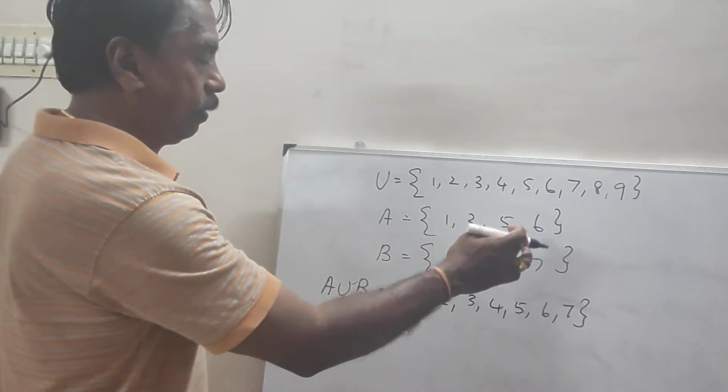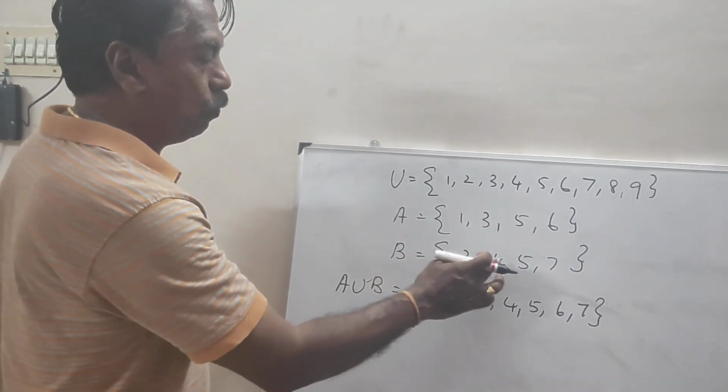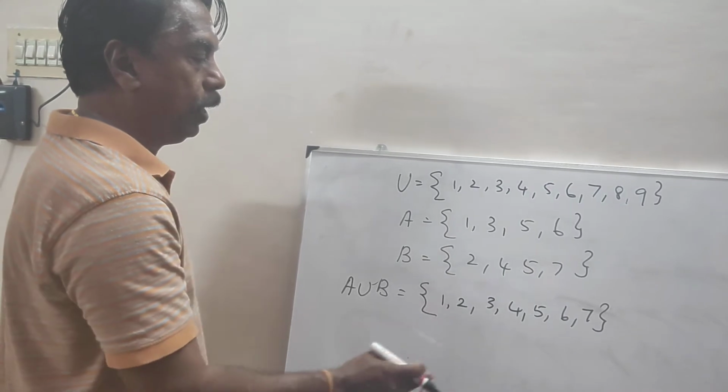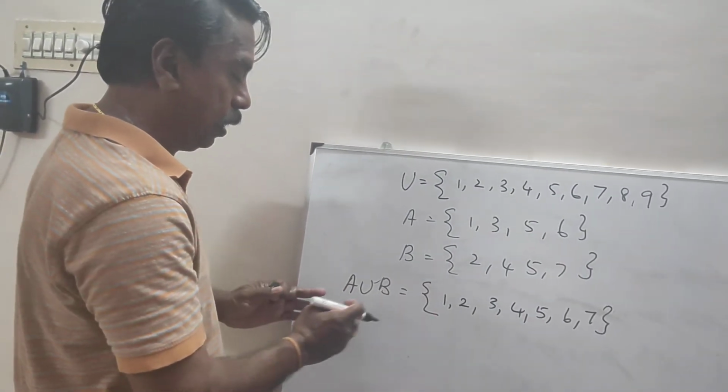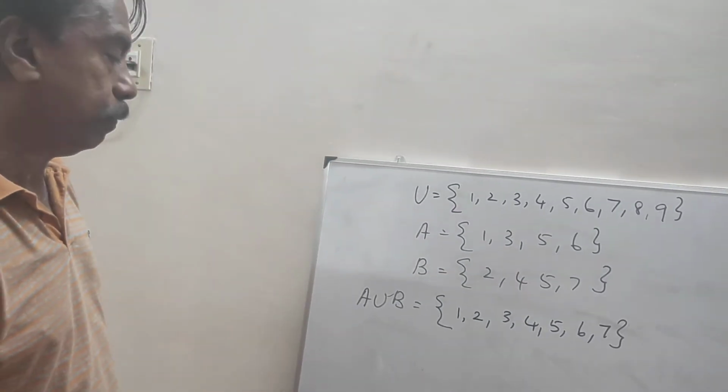1, 3, 5, 6 belong to A. 2, 4, 5, 7 belong to B. And 5 belongs to both A and B. So altogether, this is A union B.